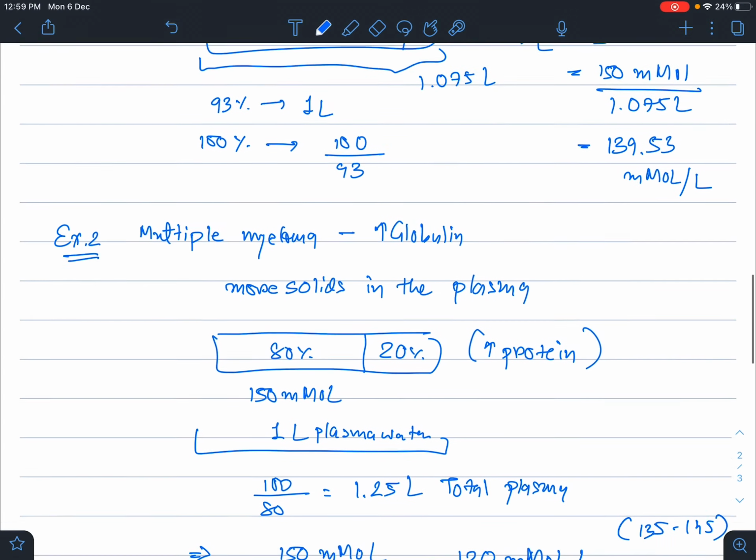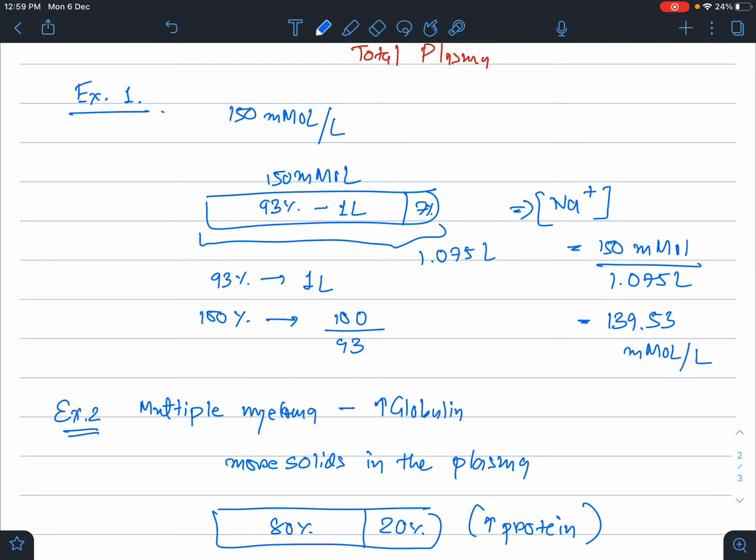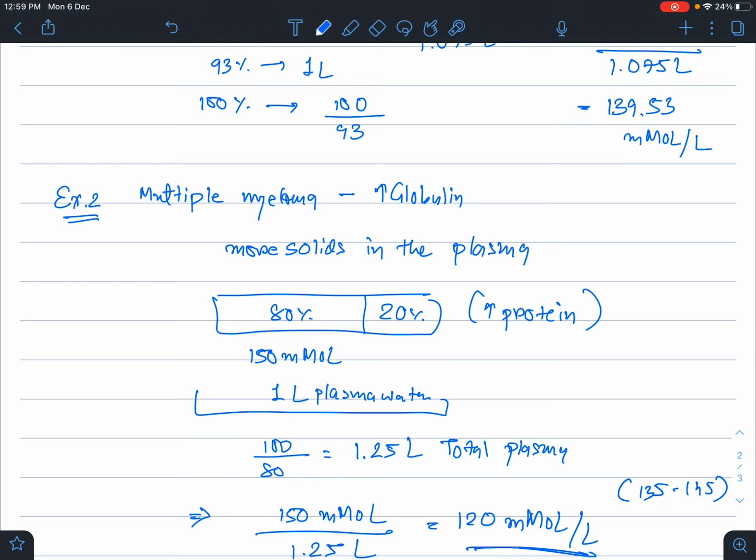So what happened here in both of the examples? The actual sodium concentration in plasma water was normal. We don't say 150 is normal, but we actually don't detect that also. Our normal range is 135 to 145, but the actual plasma water sodium was 150 millimole per liter in both patients. But the first patient has a normal division of plasma water versus solids, and the second person had too much protein, which disturbs the ratio of plasma water versus solids.